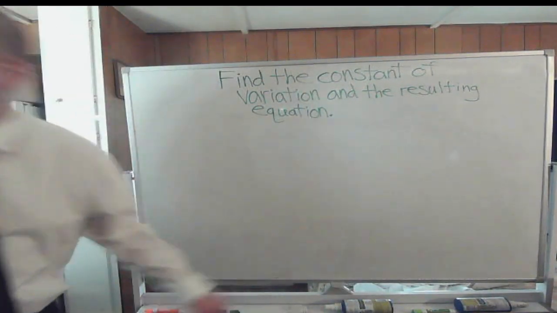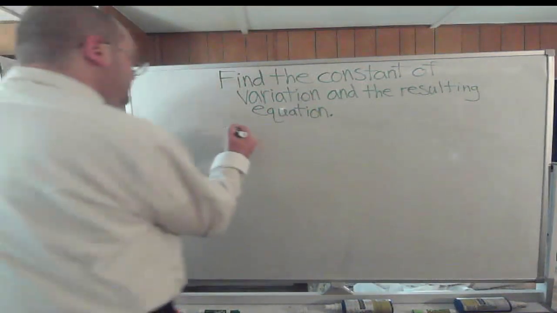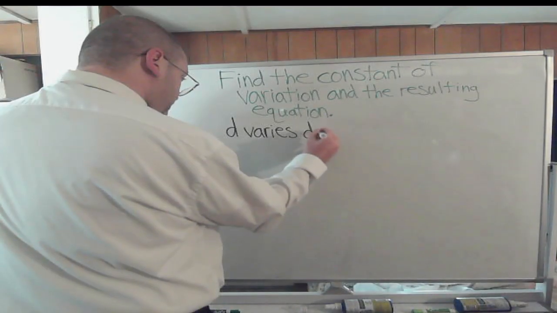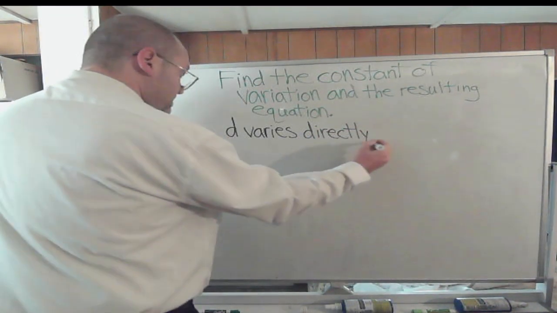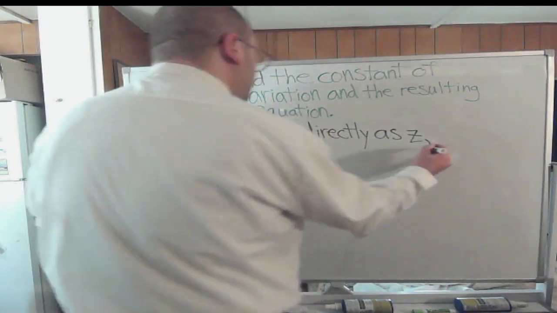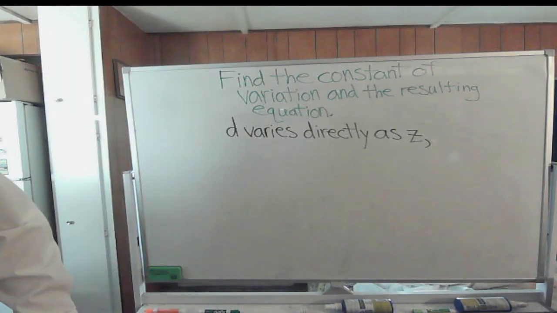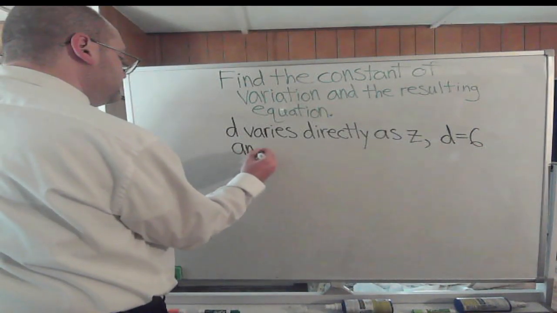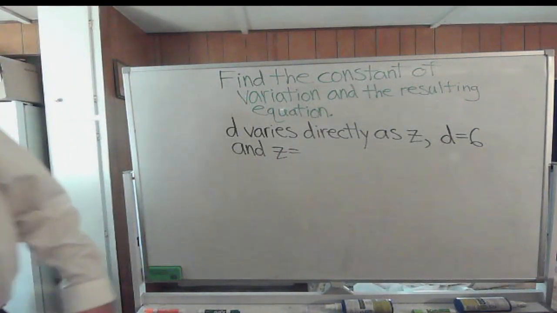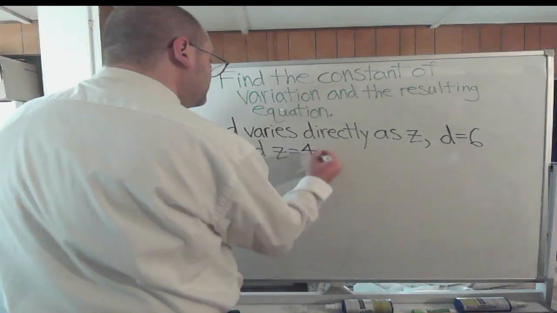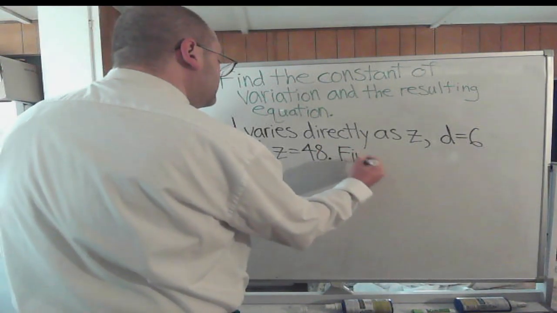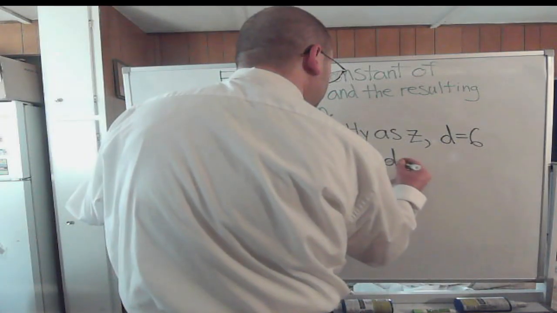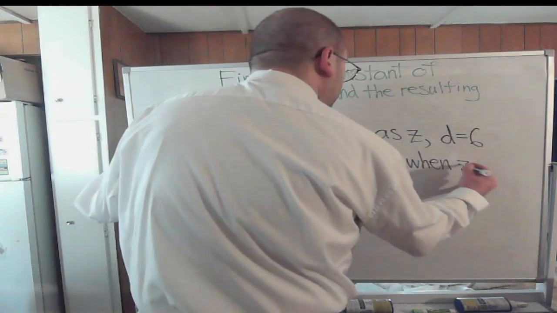All right. Let's see. D varies directly as Z. D equals 6 and Z equals 48. Find D when Z equals 20.